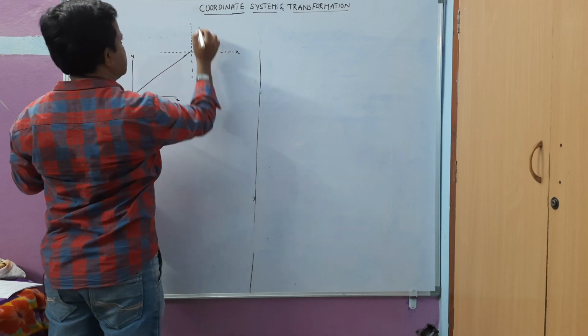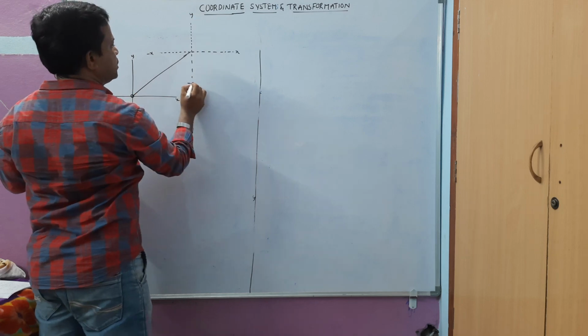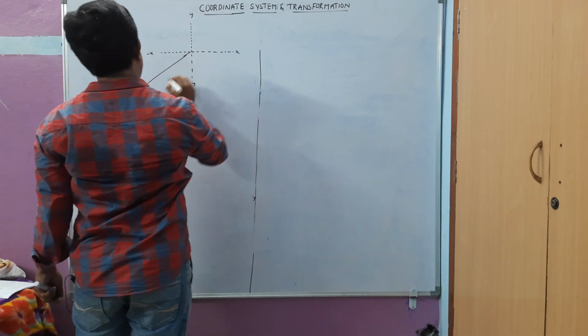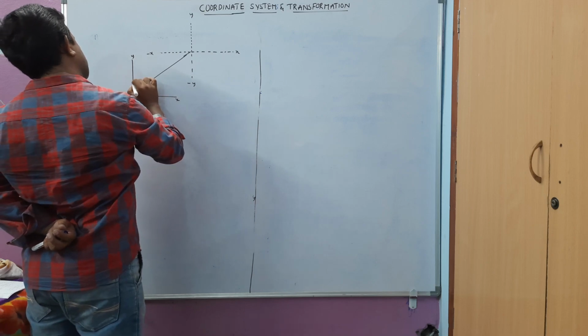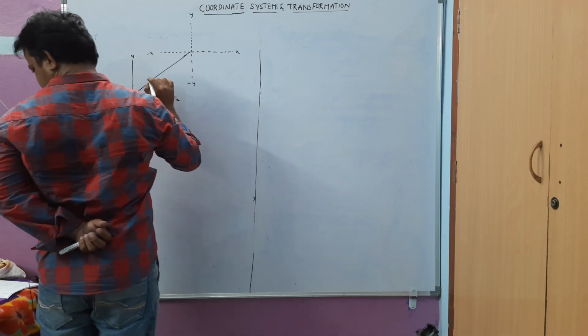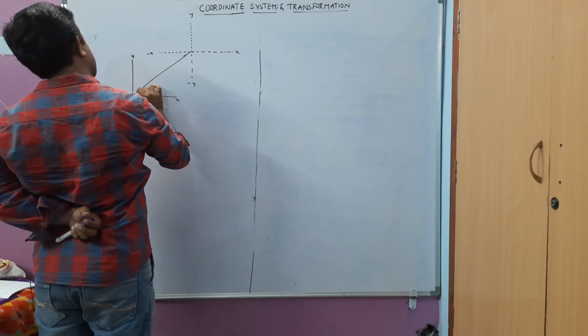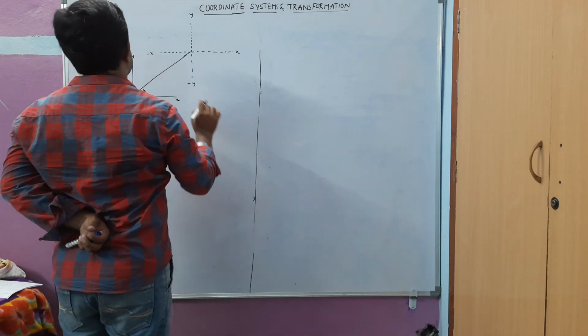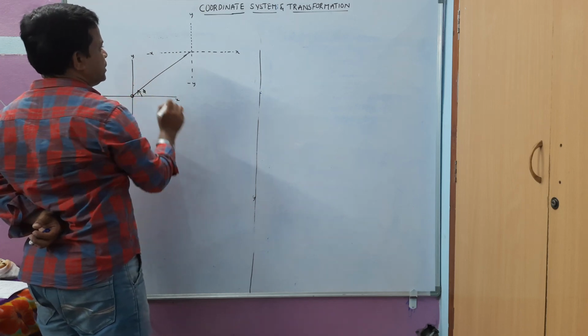This is x axis, this is minus x axis, this is y axis and this is minus y axis. So I will take this to this as phi. So this is having angle with respect to x axis as phi.